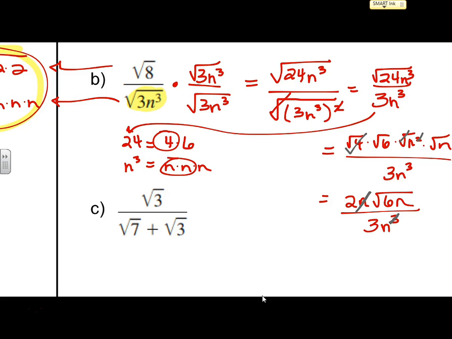If it helps, you could always write out n cubed and say, isn't that n times n times n? And how many reduce away? Just 1. And what's left over?